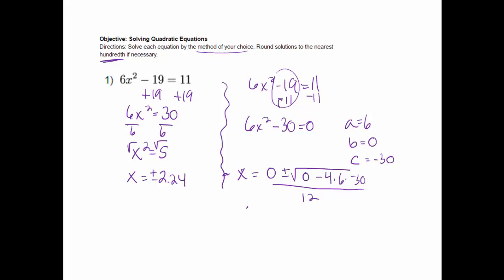All right, and then from here we're going to get x equals 0 plus or minus. If you plug the square root of 0 minus 4 times 6 times negative 30 into your calculator, you will get 26.83. And we're still going to divide it by 12. And then if you take 0 plus 26.83 and divide it by 12, you are going to get positive 2.24. And then if you do 0 minus 26.83 and divide it by 12, you are going to get negative 2.24.